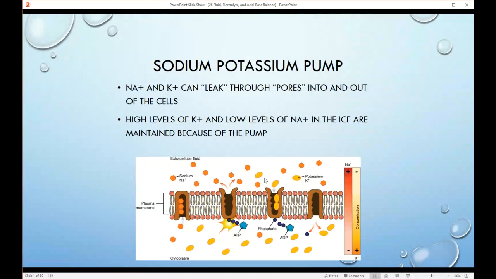So remember, we have the sodium-potassium pump. The sodium and the potassium, they can sometimes leak through pores into and out of the cell. But high levels of potassium and low levels of the sodium within that intracellular fluid are maintained because of that pump. So remember, we have 3 sodium out for every 2 potassium in.